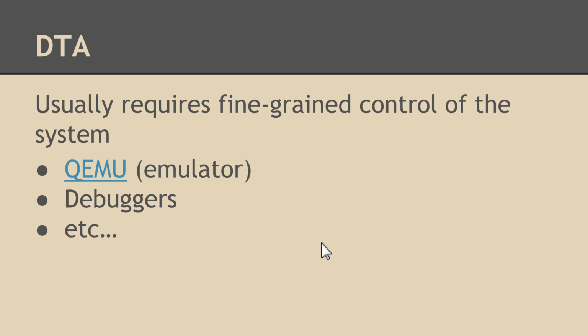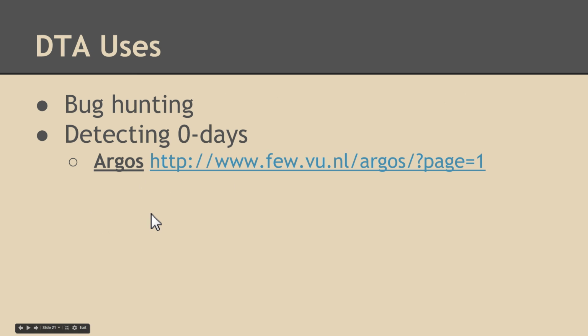So this usually requires some level of fine-grained control over the system. Perhaps the use of an emulator. QEMU is a fast x86 emulator that also supports other architectures. Perhaps you only need a debugger. QEMU is used in honeypot research in the Argos framework to provide dynamic taint analysis as a honeypot.